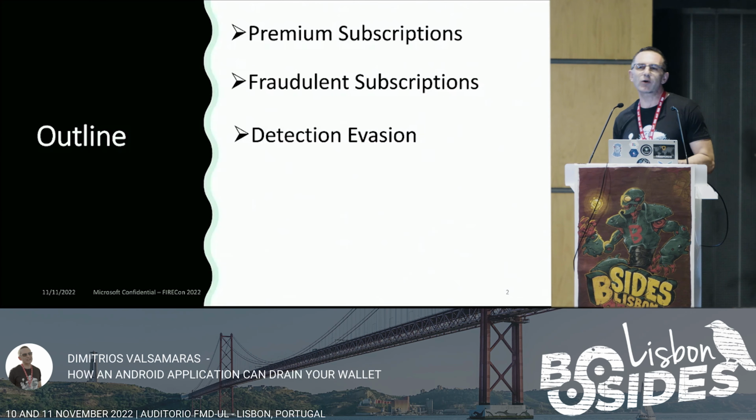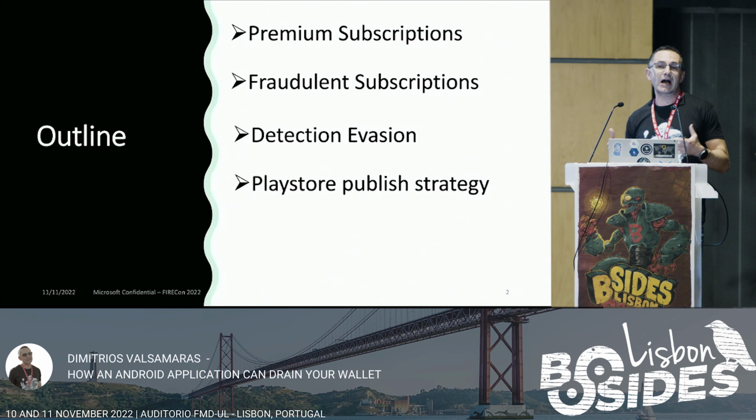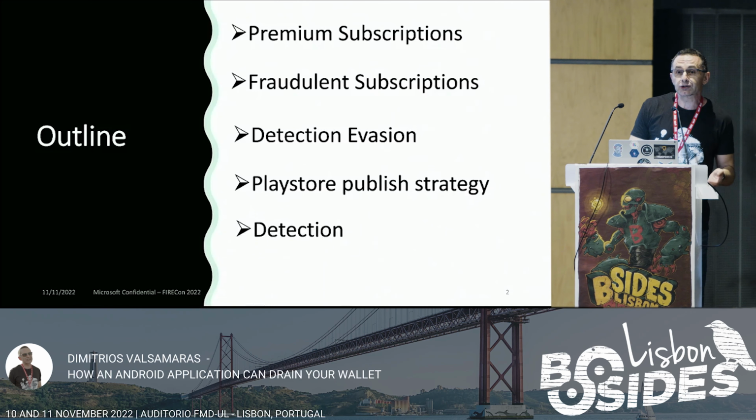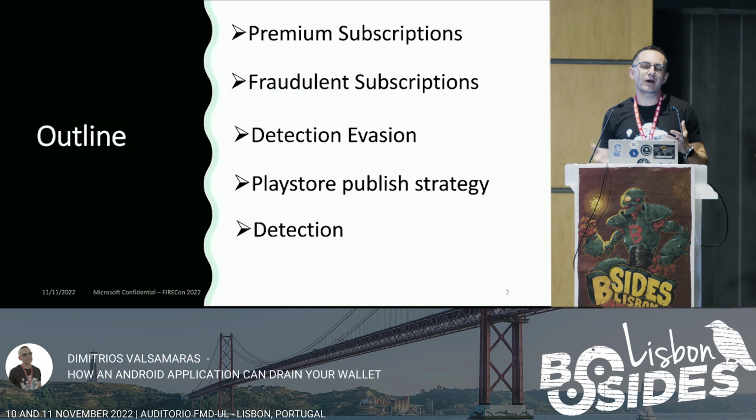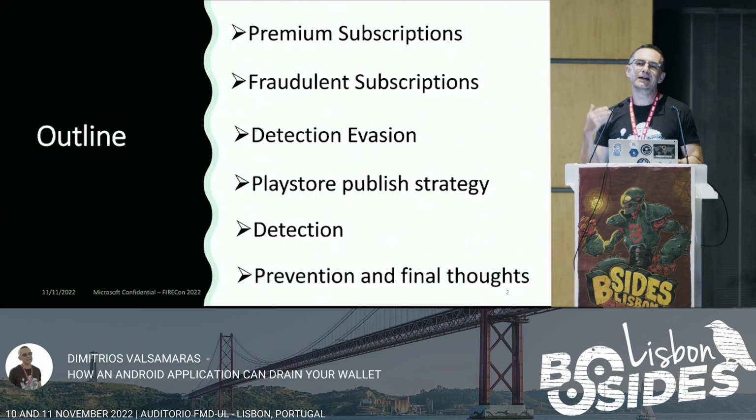Then we're going to see how this type of malware manages to evade detection and to be one of the most prevalent malware categories in the Google Play Store. Then, how the malware developers manage to publish the software in the Google Play Store in the first place. Then we're going to talk about some rough ideas on how we can detect this type of malware. And finally, again some rough ideas on how we can prevent this type of malware from even being published in the Google Play Store.